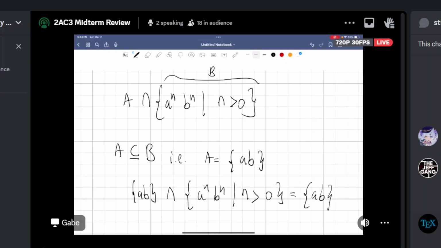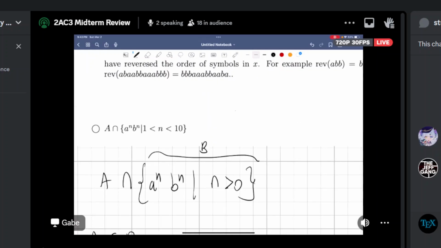But in our case over here, we know A is regular. We know this is regular. Without even thinking, we can just say A and B is regular. But in the case where the right side wasn't regular, it could still be regular.